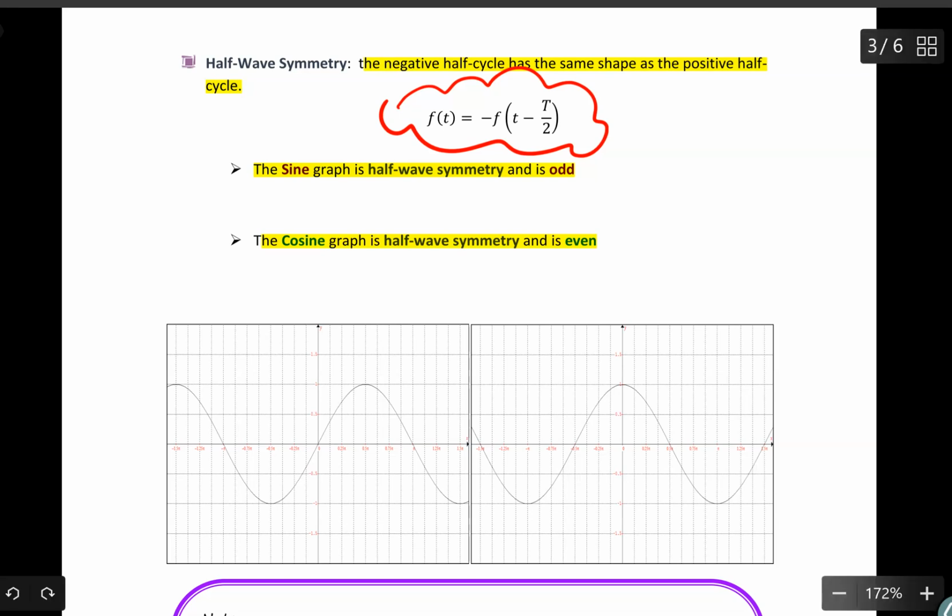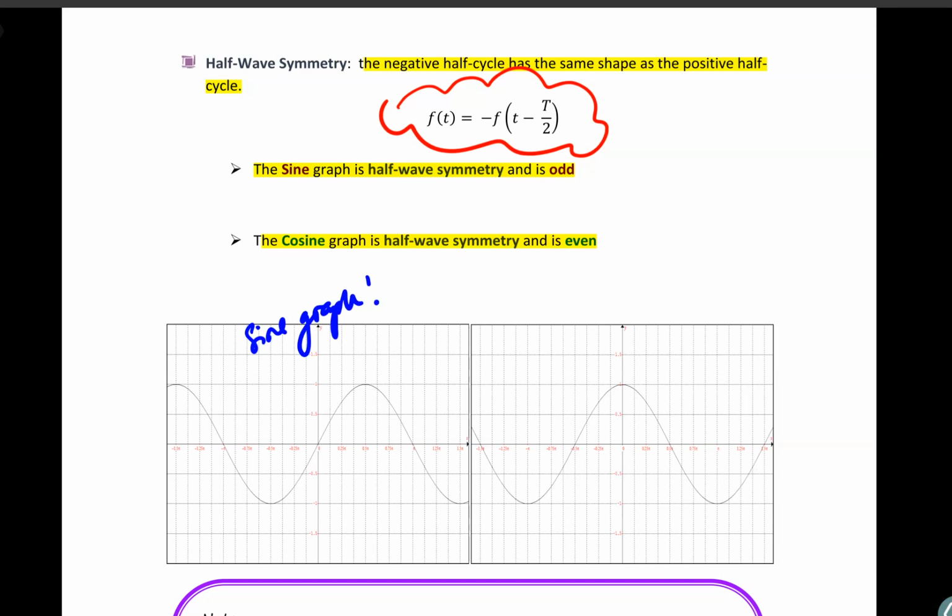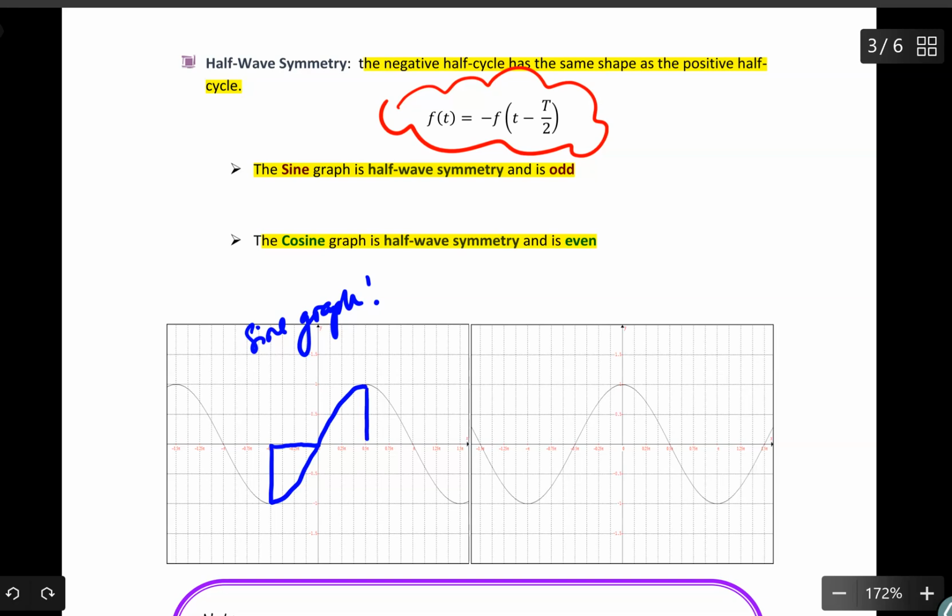Now you see this one is a sine graph, right? Let's check if the negative half is equal to the positive half. So I divide this negative part in half, right here, and I divide this positive part in half as well. And now you see that they are actually equal to each other. So this is defined as halfway symmetry. Sine graph is halfway symmetry and it's odd.